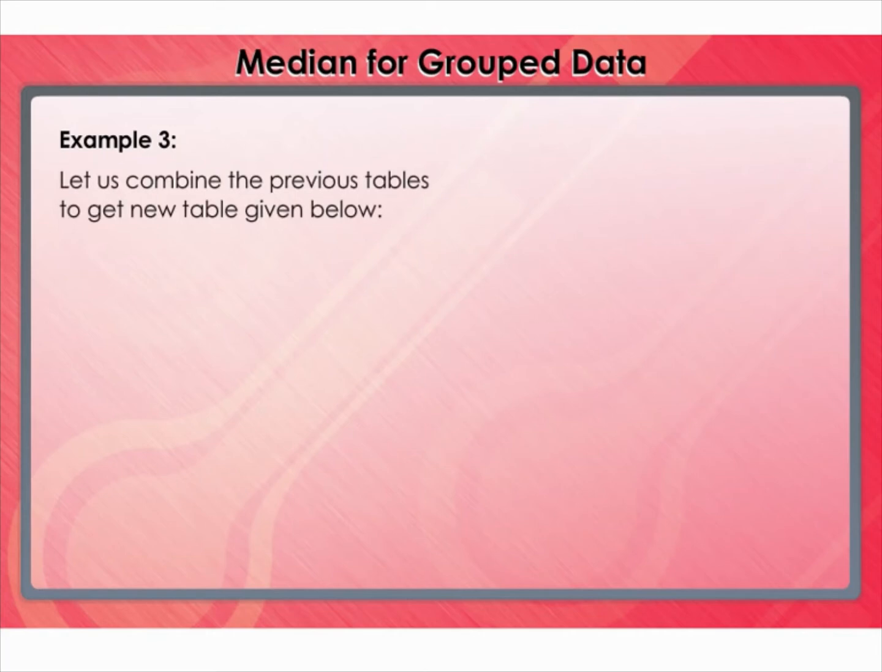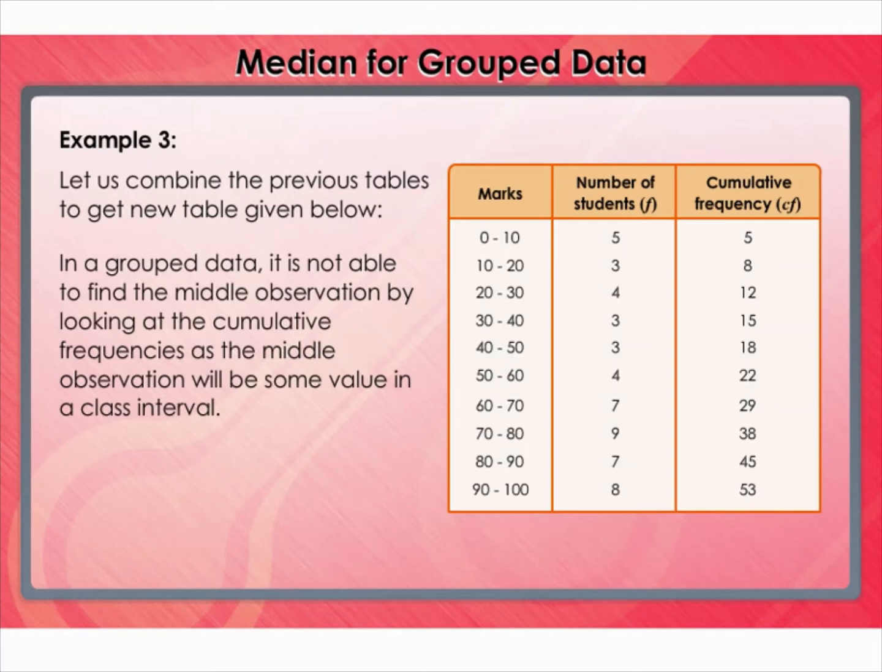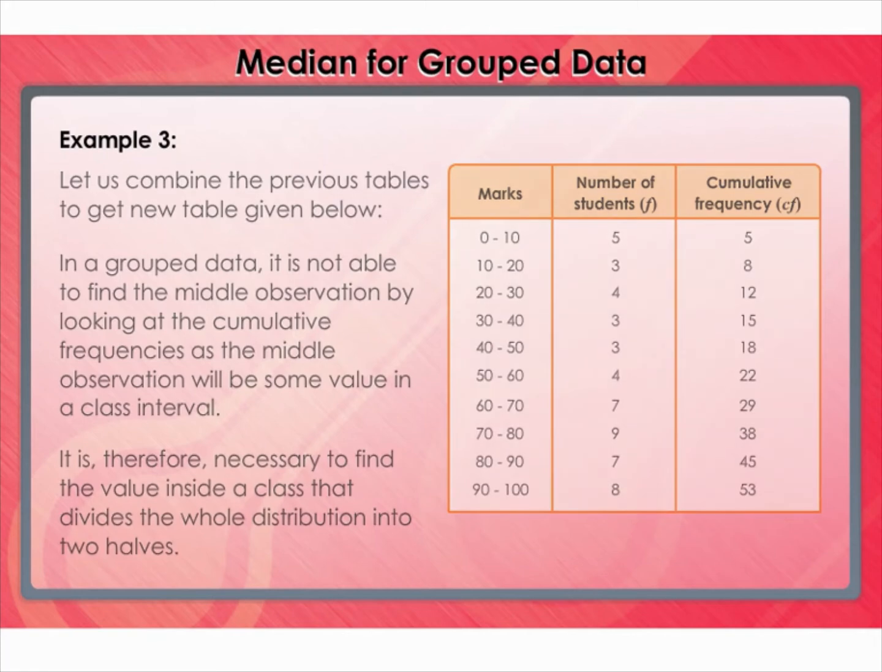Let us combine the previous tables to get a new table given below. In a grouped data, it is not possible to find the middle observation by looking at the cumulative frequencies, as the middle observation will be some value in a class interval. It's therefore necessary to find the value inside a class that divides the whole distribution into 2 halves.